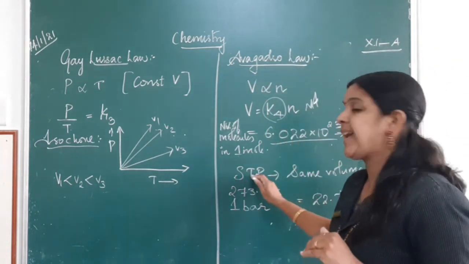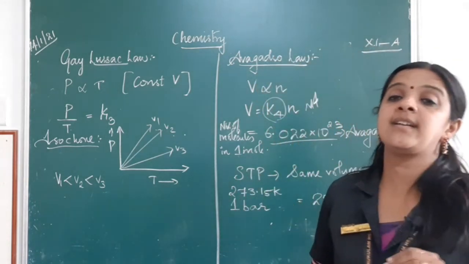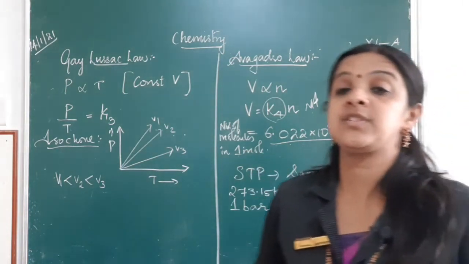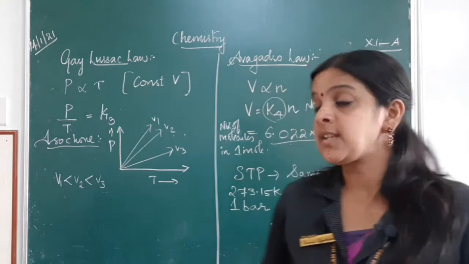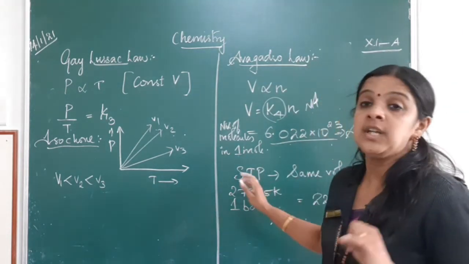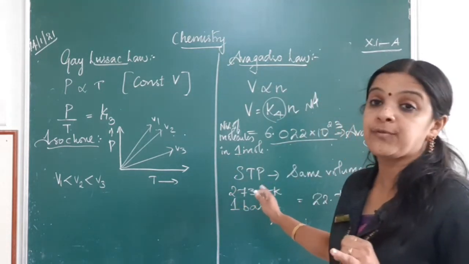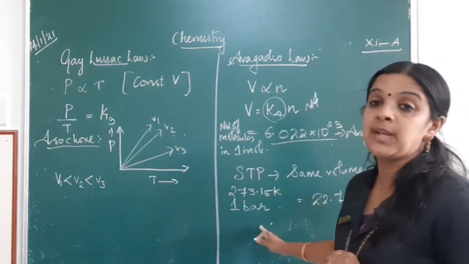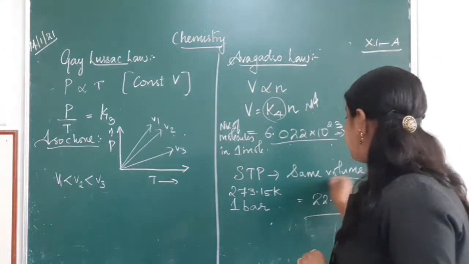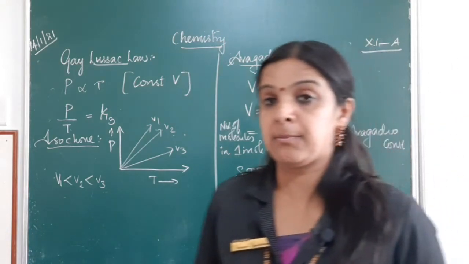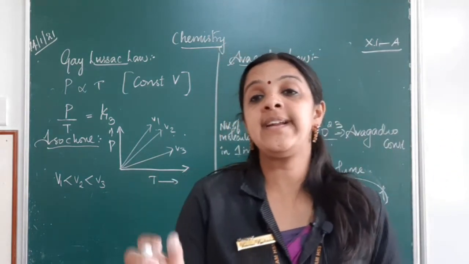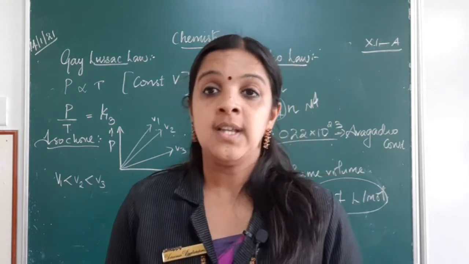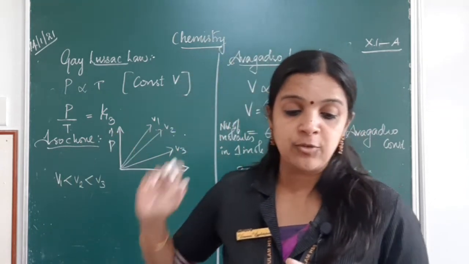So at any standard temperature and pressure condition, the gases will occupy the same volume. So when I say standard temperature, which is 273.15 Kelvin at 0 degrees Celsius, and the pressure being 1 bar, the volume will be 22.7 liter per mole. This is for an ideal gas at standard temperature and pressure. So with this, these two laws have been over.